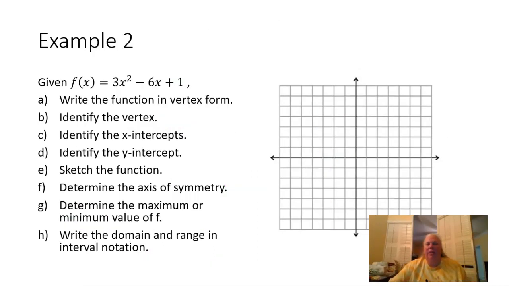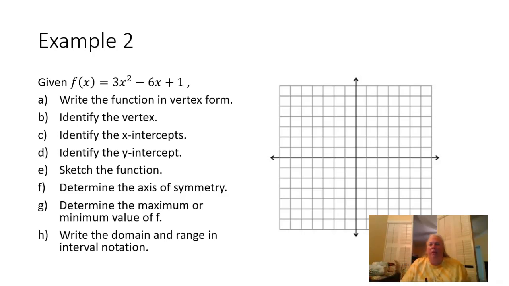Example 2. Given the function f of x is equal to 3x squared minus 6x plus 1, part A, write the function in vertex form. Well, there's a couple of ways we can get the vertex for the parabola if it's not already in vertex form. And one of them is by the process of completing the square, because doing this, not only can we find the vertex, but we can actually have the parabola in its form to graph everything pretty easily, because in vertex form we can pull out the vertex, we can tell if it opens up or down, we can get to the x and y intercepts pretty quickly.